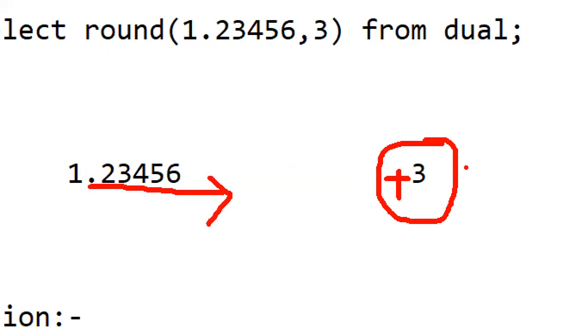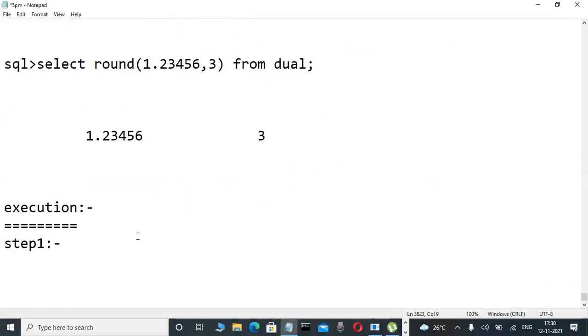The number of digits: 3 means 3, 4 means 4, 5 means 5. Suppose here 1, 2 and 3, it will take those first. Now how many digits? 3 digits. 3 digits means after the decimal point, a positive number goes left to right. That's why 2, 3, 4.